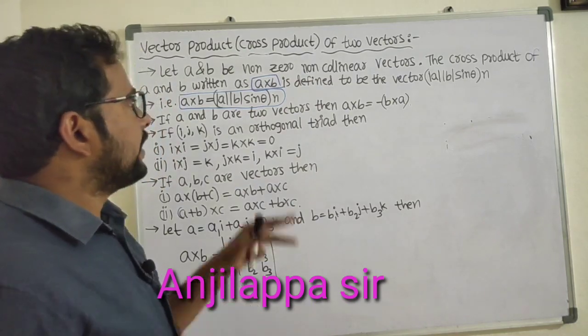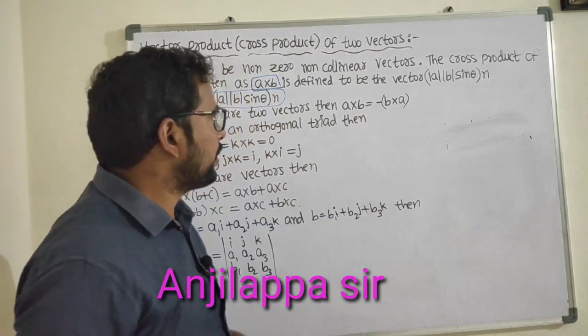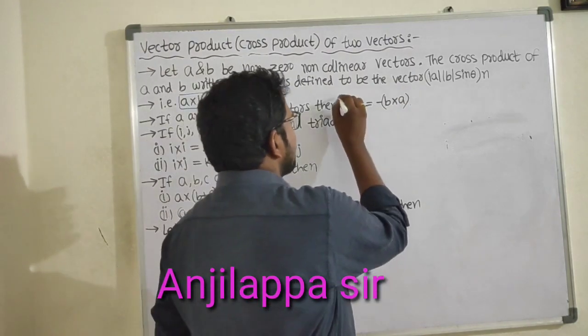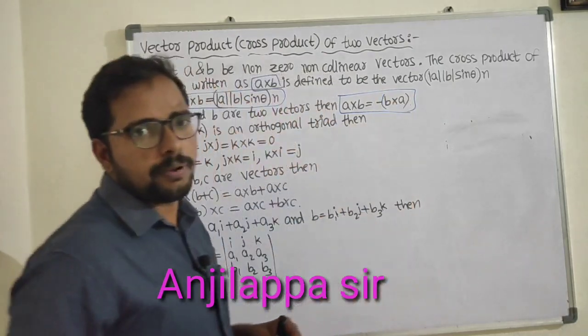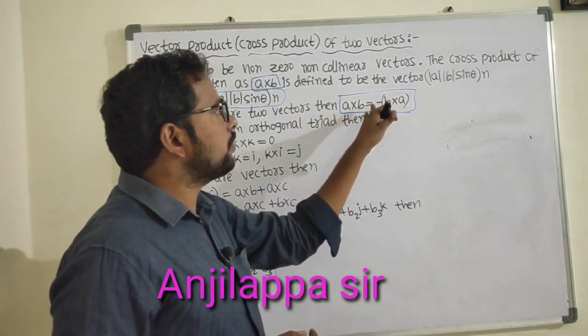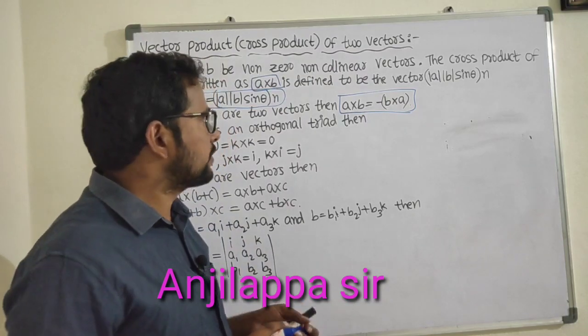If a and b are two vectors, then a cross b is equal to minus b cross a. This is an important result, and we will use it while solving the problems.